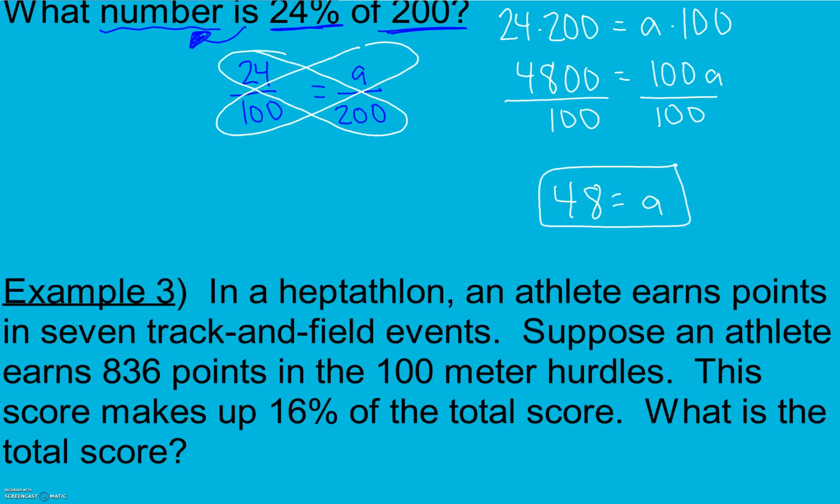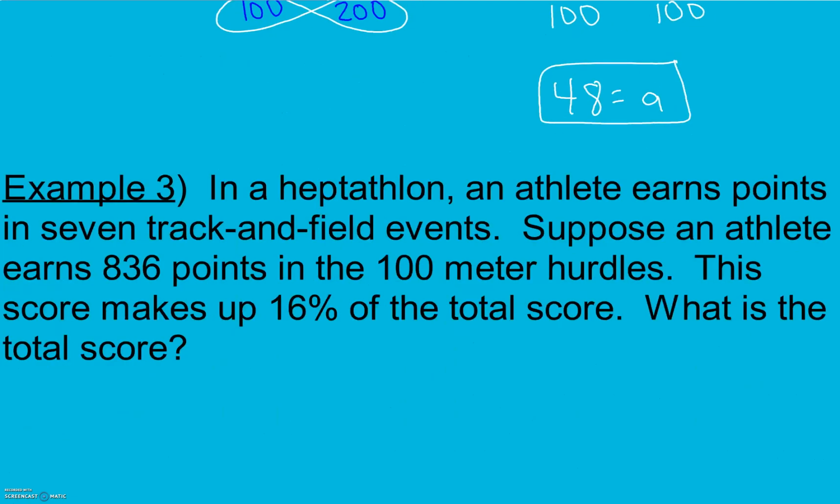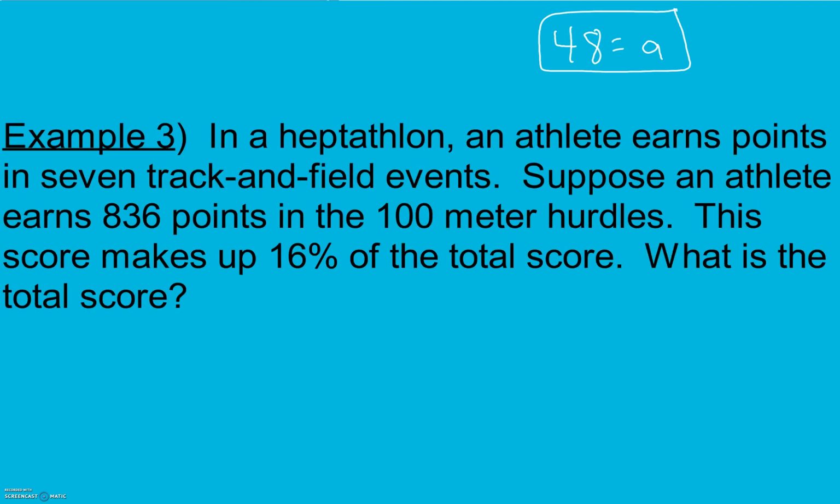It's just 48. In example 3, in a heptathlon, an athlete earns points in 7 track and field events. Suppose an athlete earns 836 points in the 100-meter hurdle. This score makes up 16% of the total score. What is the total score? So here, what we have is 16%, and we have 836 points. We want to know what is the total score.